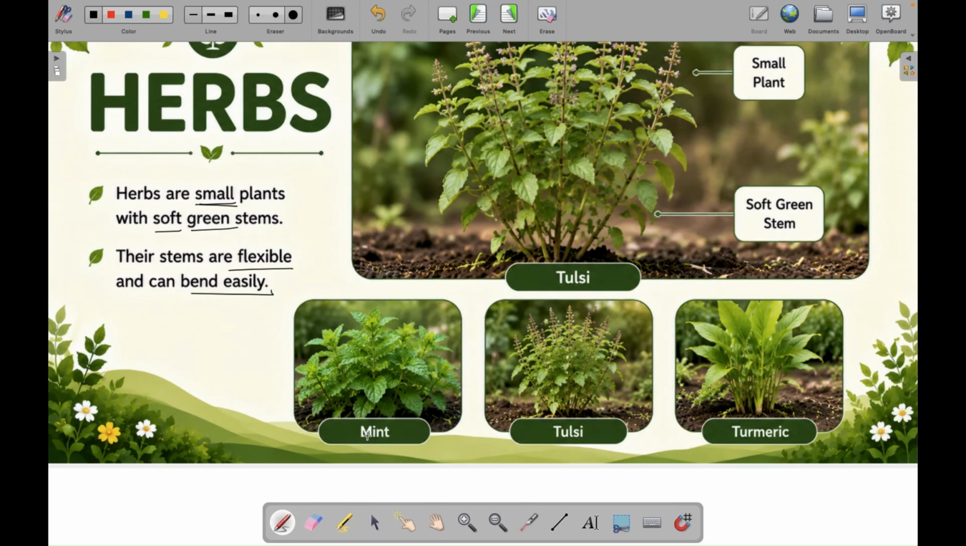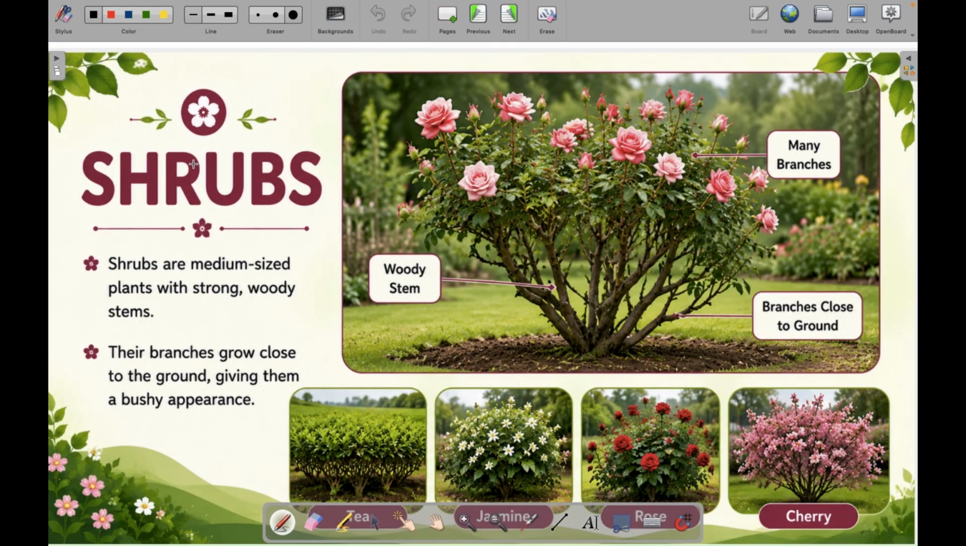Mint, again, has the same characteristics: a small plant. Mint is also known as pudina. It has a small, soft and green stem, is flexible, and can bend easily. Okay, so this is herbs. Now just remember the characteristics, because they are going to change based on each and every plant that we are going to discuss. Then we have shrubs.